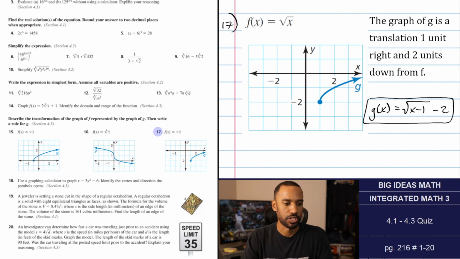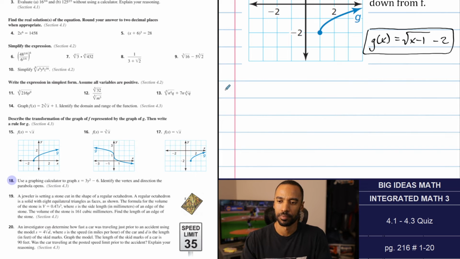Okay, 3 more questions. Number 18. Use a graphing calculator to graph x equals 3y squared minus 6. This is also out of 4-3. Identify the vertex and direction the parabola opens.